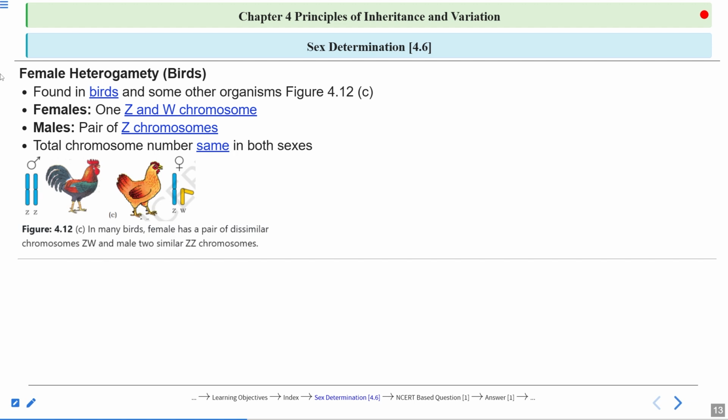So here you can see this is figure 4.12c. In many birds, females have a pair of dissimilar chromosomes. So you can see the females have Z and W chromosomes. The W chromosome is shorter as compared to the Z chromosome. And the males have two similar ZZ chromosomes. So this is the ZZ-ZW type of sex determination system which is found in birds. Here females are heterogametic, males are homogametic.